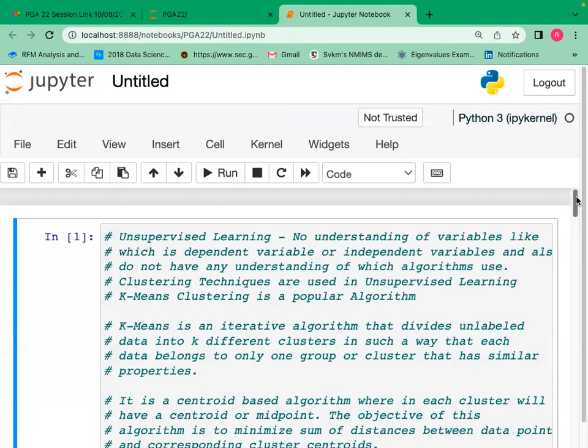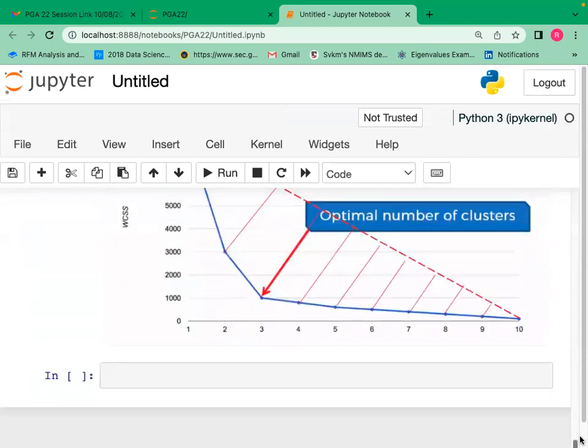Let me close this untitled IPNB file. We have only 3 clusters, no? Iterations are 4, not clusters. Iterations are calculations, no? Distance calculations. So we finally went into 3 clusters. Here, luckily, we have 3 clusters. Sometimes it may go down to 2 clusters.